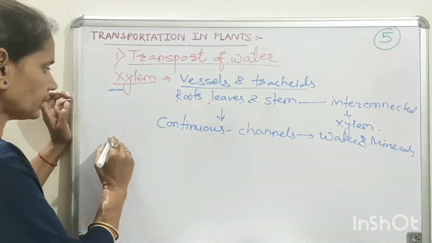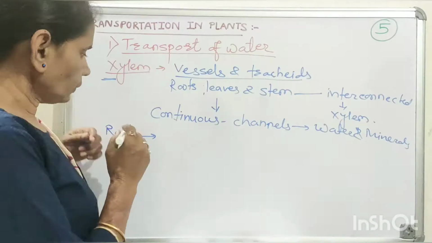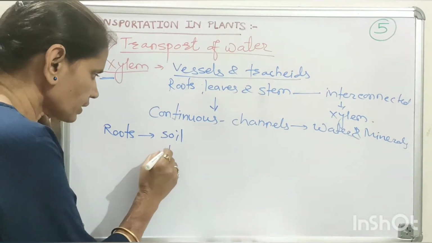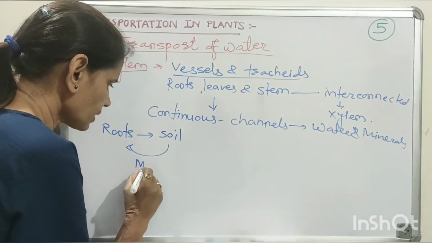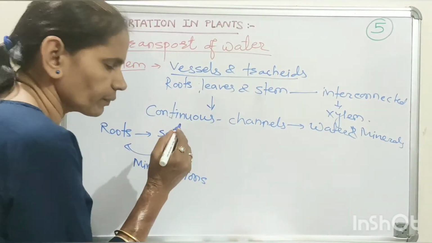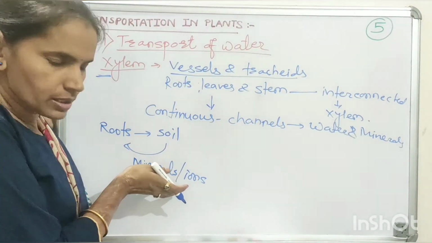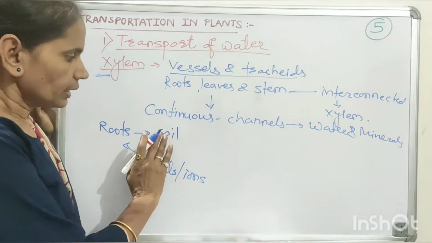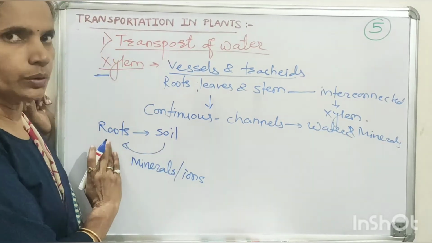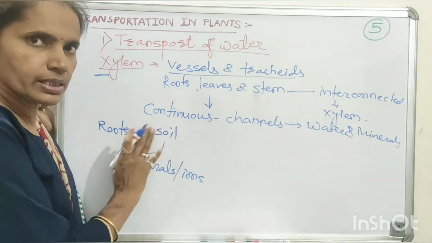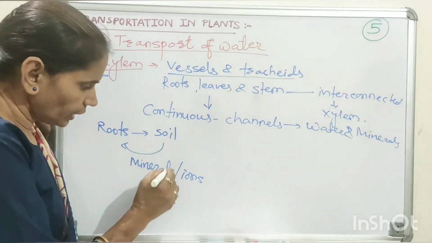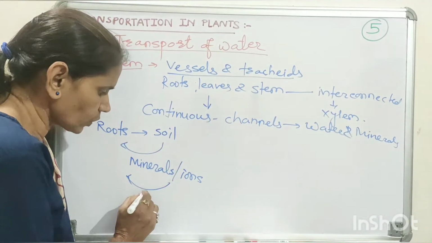Now what happens at the roots? Now these roots are in close contact with the soil. So these roots take up the minerals or ions from the soil. Now because of uptake of ions from the soil, there is a difference between the ionic concentration in the soil and root. Now to recover this difference in the ionic concentration, water molecules also move from the soil.